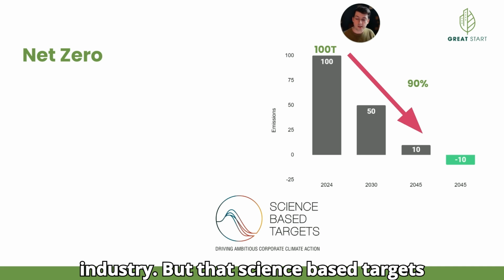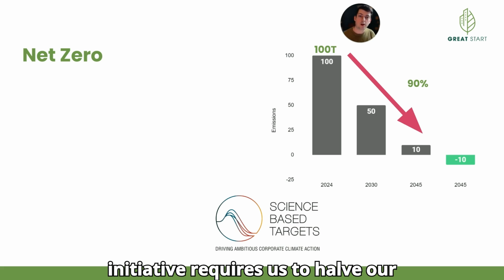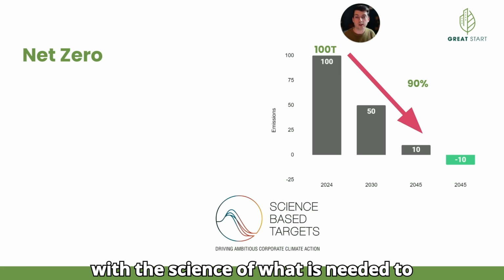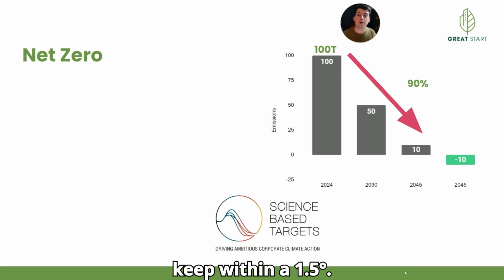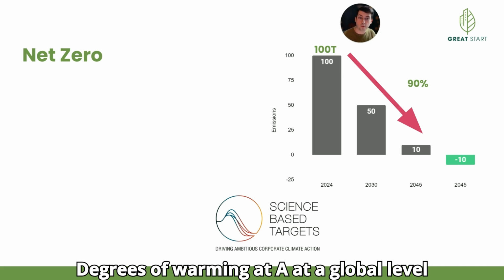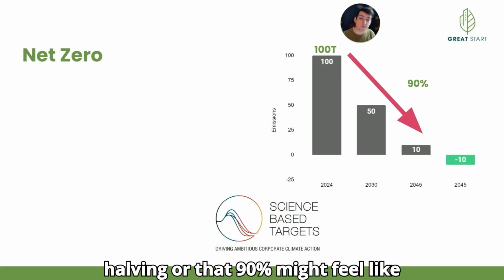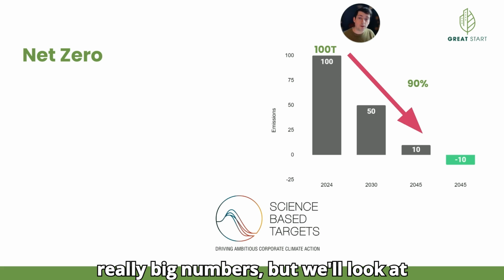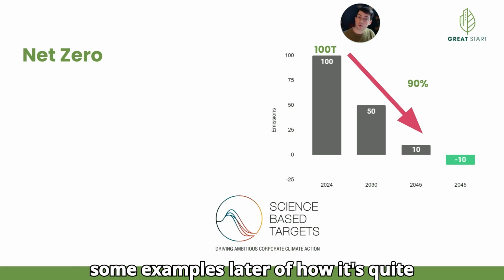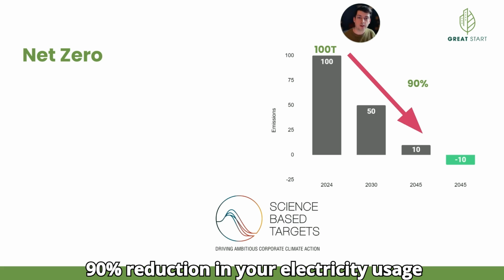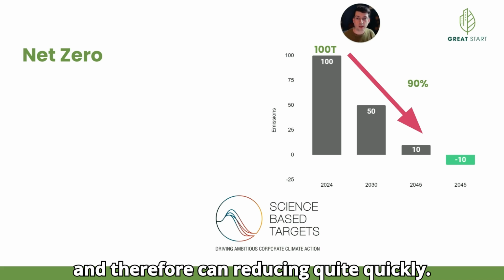But that Science Based Targets initiative requires us to halve our emissions by 2030, and that is in line with the science of what is needed to keep within 1.5 degrees of warming at a global level, which is a halving of emissions. Again, that halving, or that 90%, might feel like really big numbers, but we'll look at some examples later of how it's quite small. For example, an LED light bulb is a 90% reduction in your electricity usage and therefore can reduce things quite quickly.